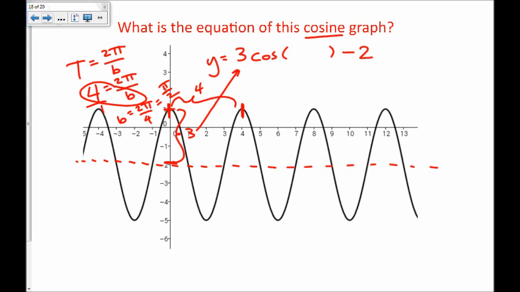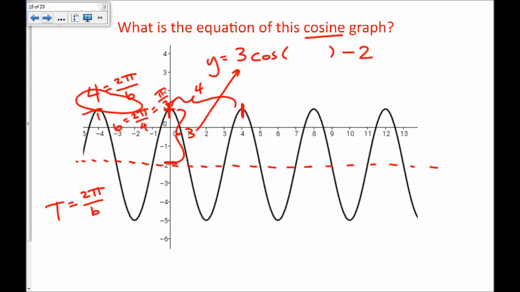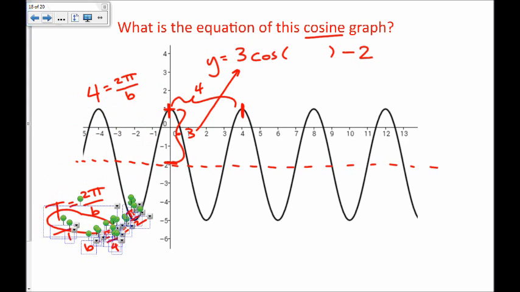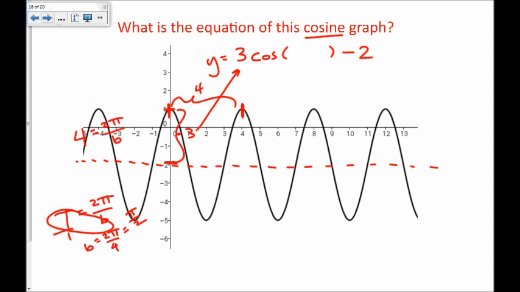I'm actually going to move some of this stuff down because it's getting kind of mixed up with some of my other work. This goes down here. Anyway, I'll just put that down there. B is pi halves. So what I get is pi halves, and then I might have x. I might have also a shift happening.